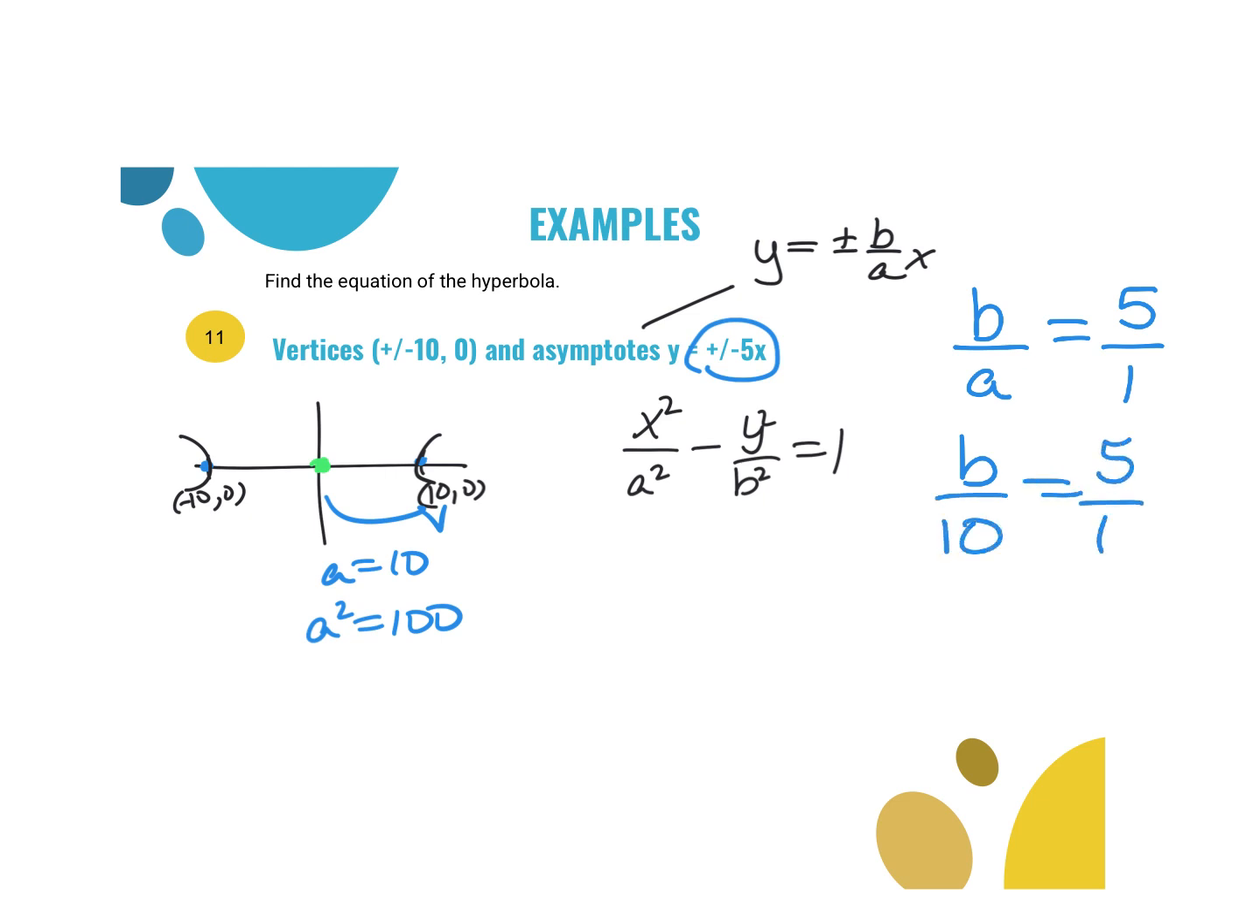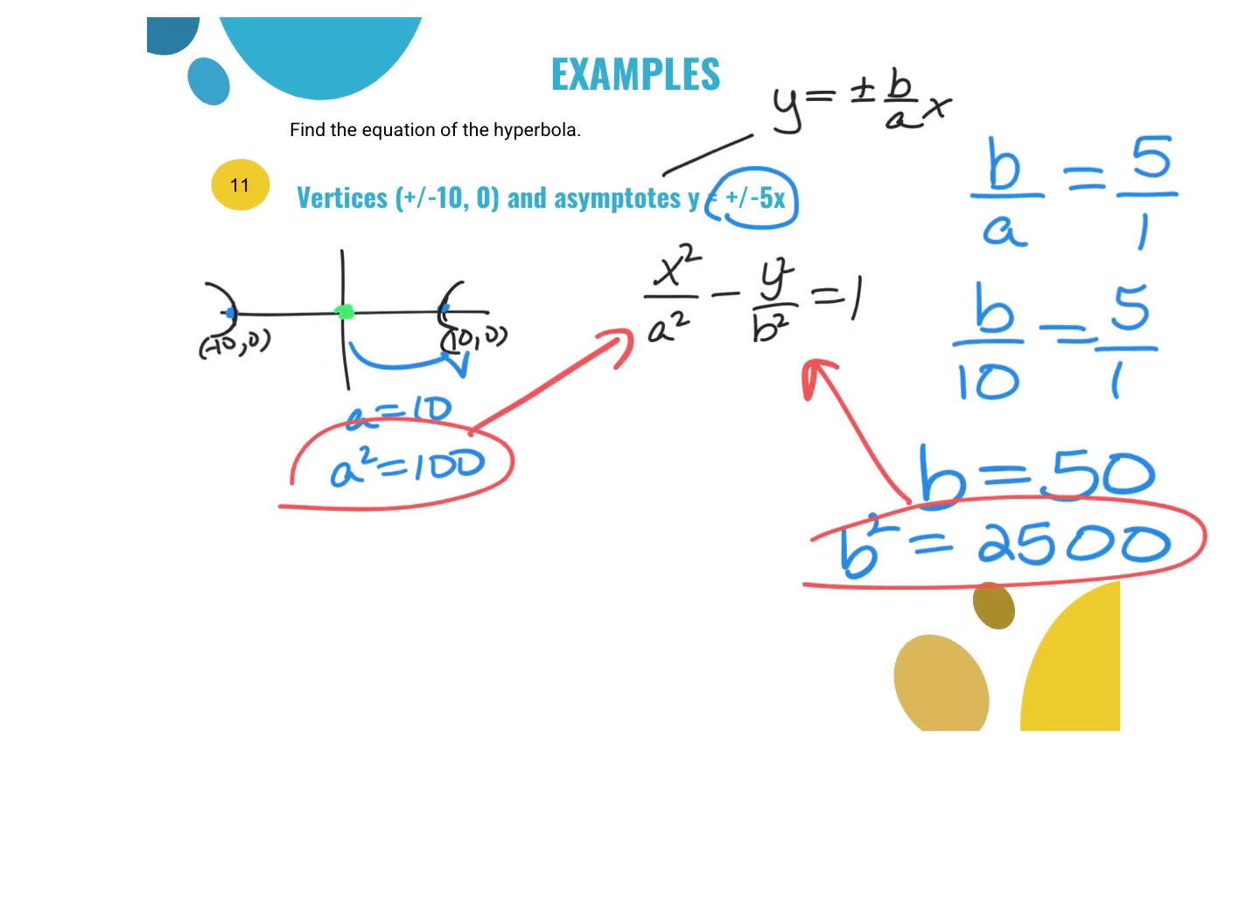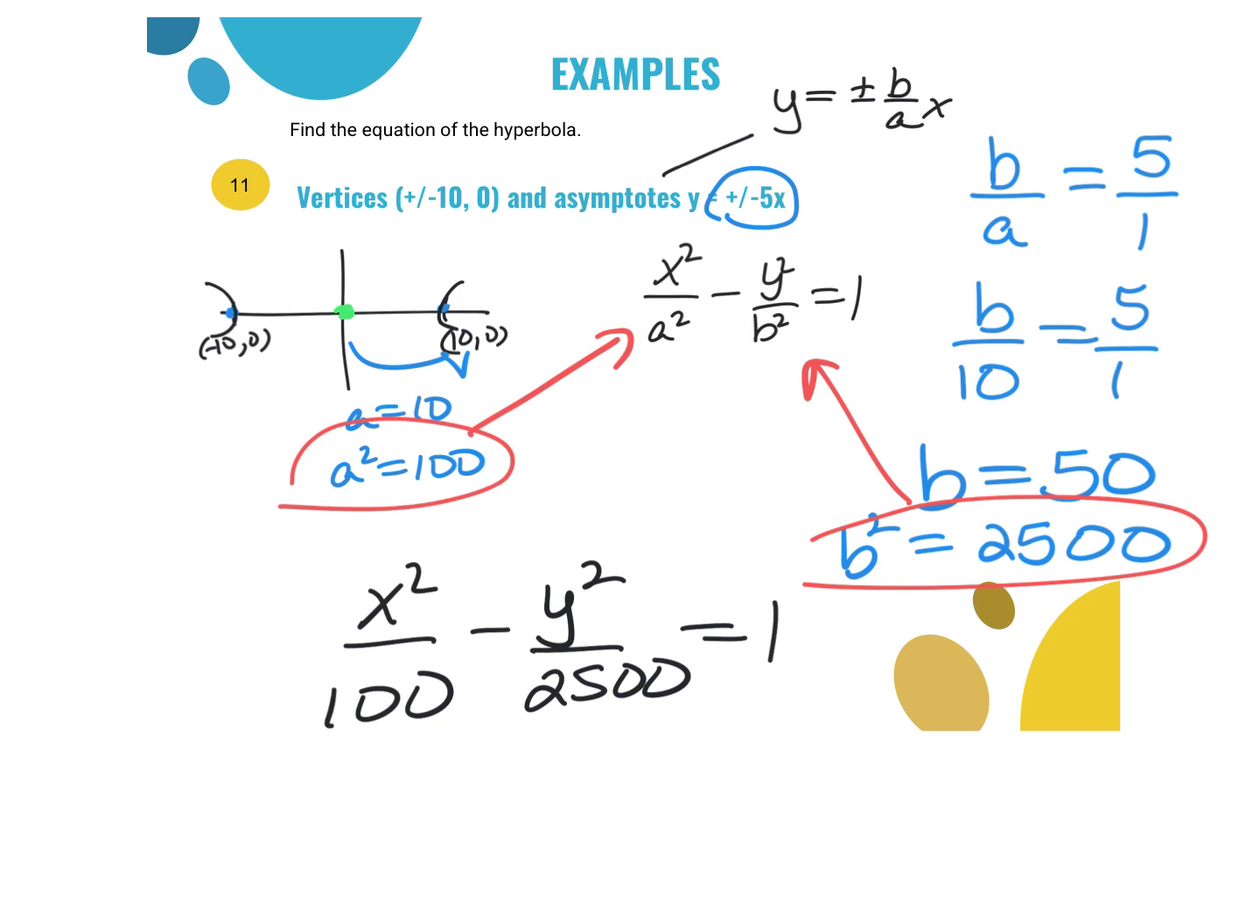And now I can cross multiply to get b. So b times 1, 10 times 5. My b value is 50. So b squared is 50 times 50, or 50 squared, which is 2,500. I now have my a squared value and my b squared value. All I need to do is plug them in. So final answer, x squared over 100 minus y squared over 2,500, and it equals 1.